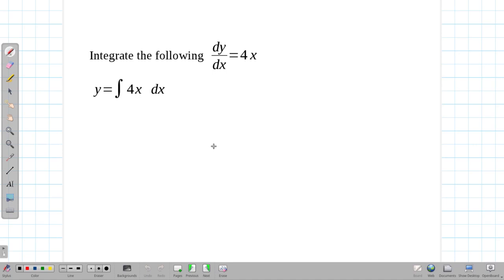Right, on here we've got integrate the following. So I've got dy over dx. I've done the differentiation that you've just seen, 4x. I'm now going to integrate it, and you'll see there that I'm moving back one step. So I've done the differentiation, I'm moving back one step. I've got my 4x dx.